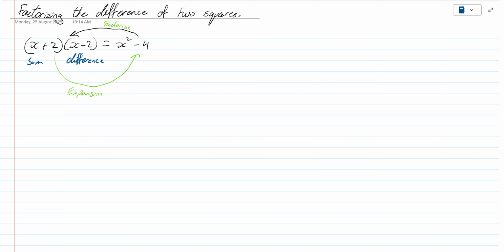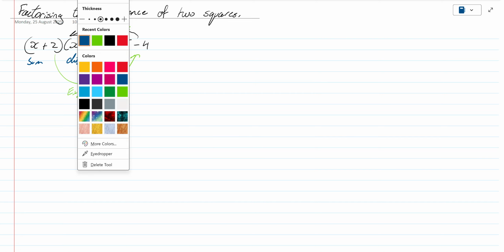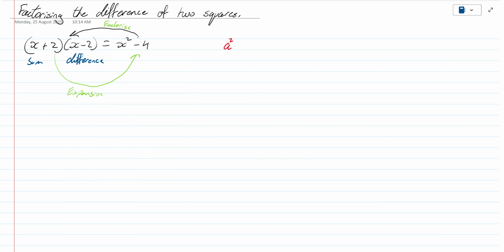So factorizing the difference of two squares uses a rule, and you need to ensure that a squared minus b squared is going to go back into the form of a plus b, a minus b. Okay, so a times a gives you a squared, b times b gives you b squared, and when you multiply a positive with a negative, you're going to get a negative.